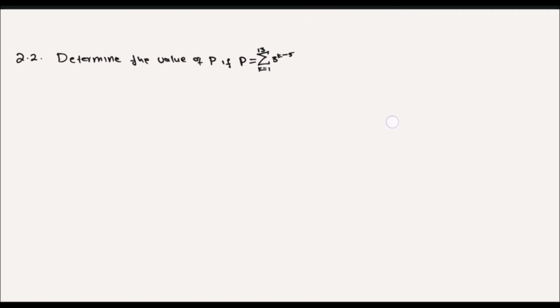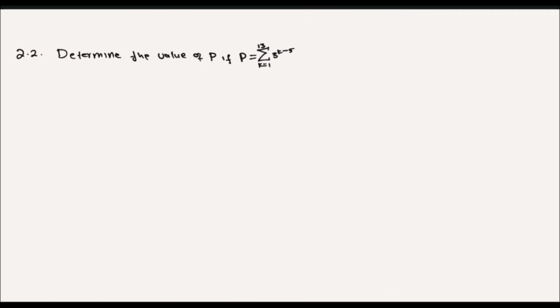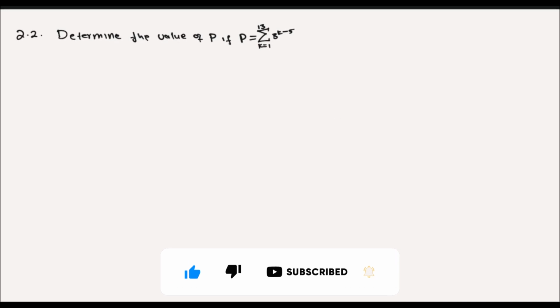2.2, and we are asked to determine the value of p if p is equal to the sum of 3 to the power k minus 5 from k equals 1 to k equals 13. Remember, when we covered this topic, we said, oh, the sigma notation. If you haven't checked that out, please go back and check it out. Very imperative. All right, so remember, we said the first step when you encounter a question which involves the sigma notation, always expand. Please always expand.